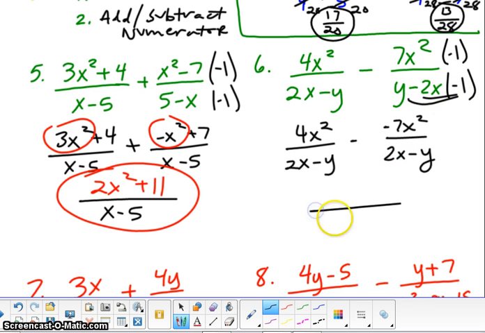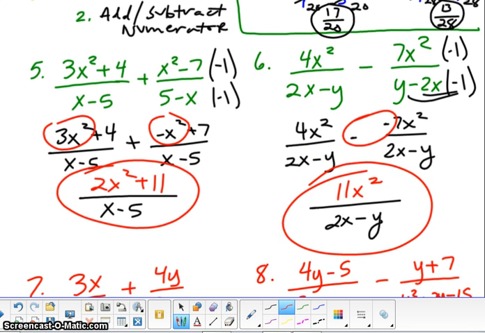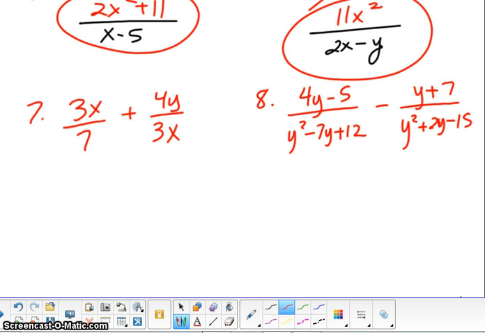So now that I have a common denominator, 2x minus y will be here in the denominator, and then 4x, two negatives make a positive, so 4 plus 7 is going to be 11x squared. Neither one of them factor, so I know that's going to be my final answer. Okay, I want you to go ahead and push pause and do number 7 on your own.